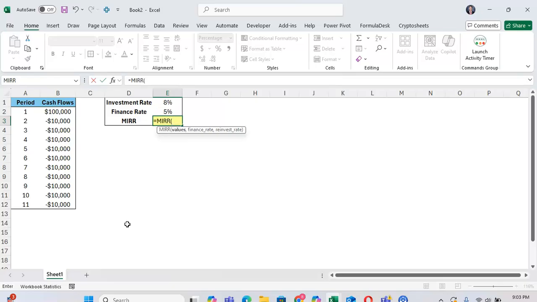The first argument is the values. So what values represents the cash flows of your investment or your loan, which is going to be what I have in column B right here. $100,000 in and $10,000 out in each period.